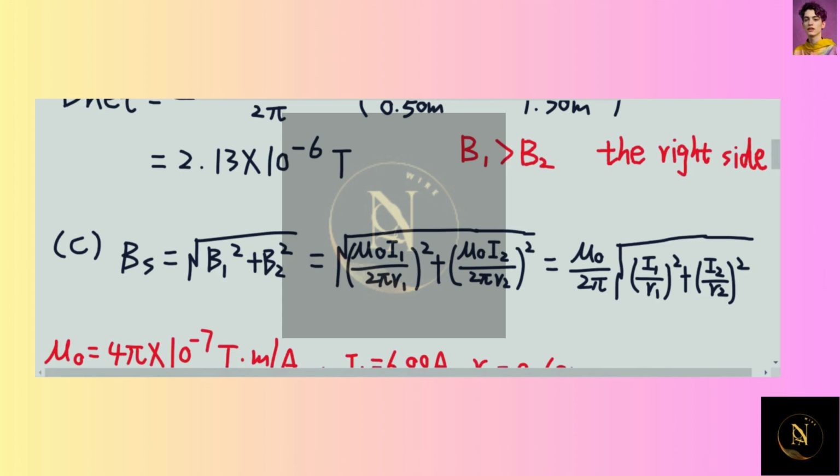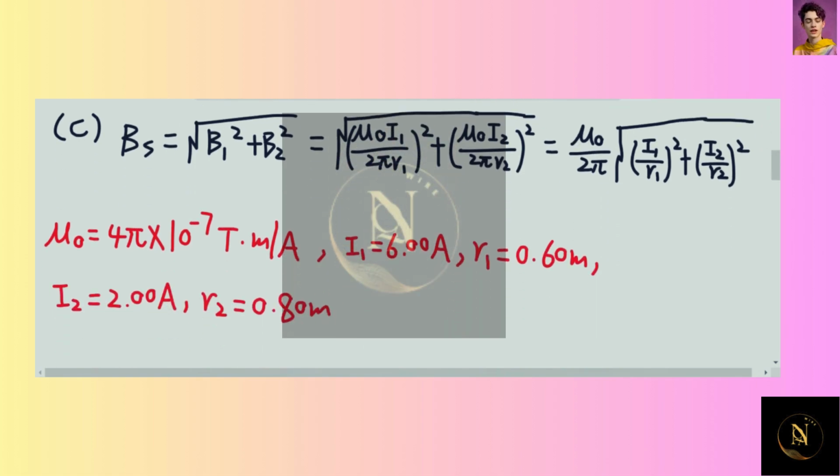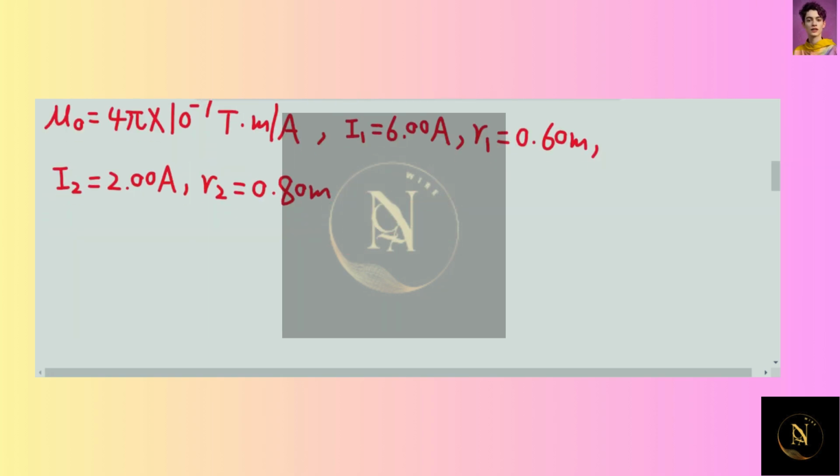And for question C, we know the net magnetic field at point S is equal to the square root of B1 squared plus B2 squared. So it's equal to mu0 over 2 pi times the square root of (I1 over R1) squared plus (I2 over R2) squared. We know mu0, we know I1, and R1 in this case, the distance between wire 1 and point S, is 0.60 meter. We know I2 is 2 ampere, and R2, the distance between wire 2 and point S, is 0.80 meter.